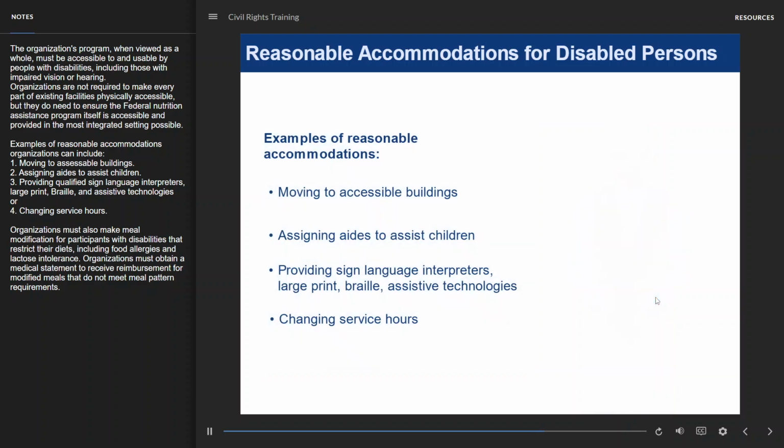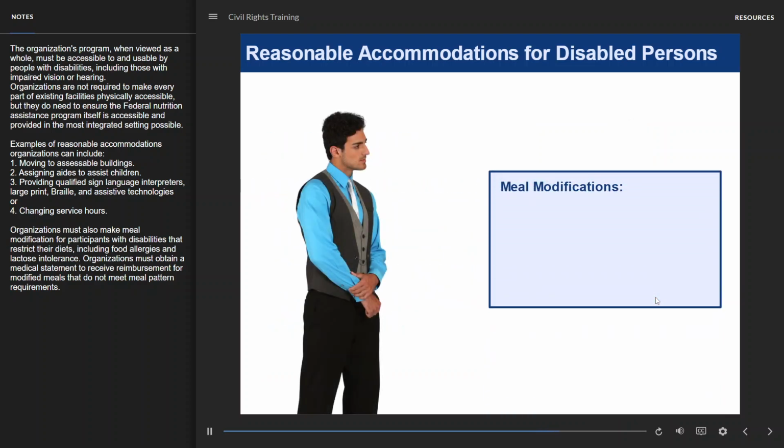Organizations must also make meal modifications for participants with disabilities that restrict their diets, including food allergies and lactose intolerance. Organizations must obtain a medical statement to receive reimbursement for modified meals that do not meet meal pattern requirements.